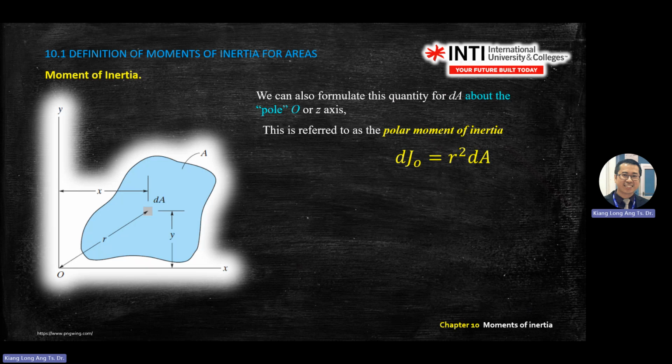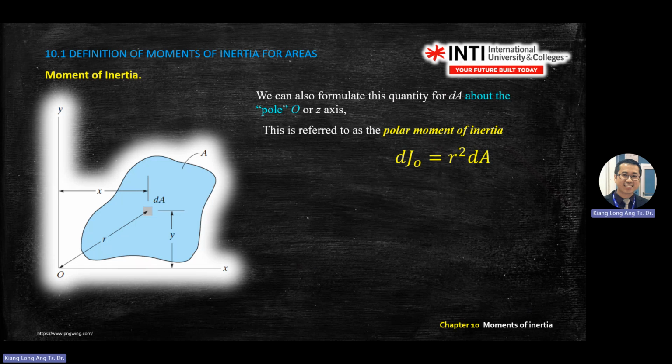From this diagram, are you able to relate R to X and Y? If you're able to do, this is a right angled triangle here. R squared equals X squared plus Y squared. So you rearrange the equation, substitute back to R, and your polar moment of inertia you can write in x and y.